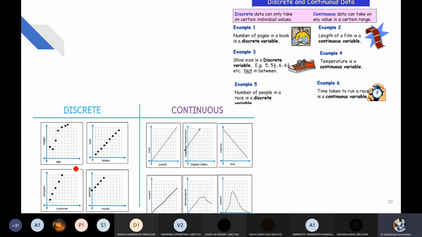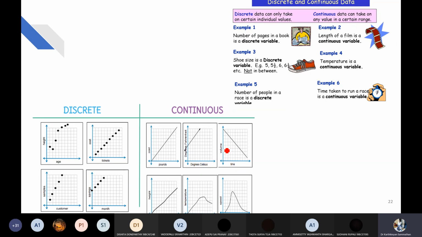If the data is discrete, then you will get a representation like a scatter plot like this. If it is continuous, you will get it like this. Discrete data can only take certain individual values, right? The number of pages in a book is a discrete variable. Page number 17 is discrete, very fixed. My shoe size is 7, my shoe size is 8, but you cannot say something in between. A discrete value is a static, fixed value.